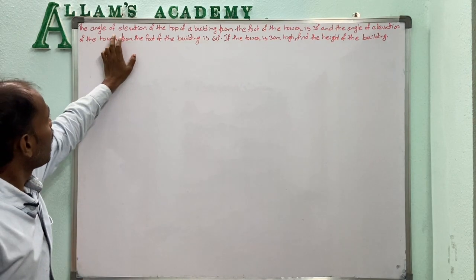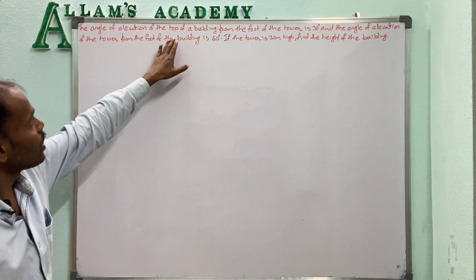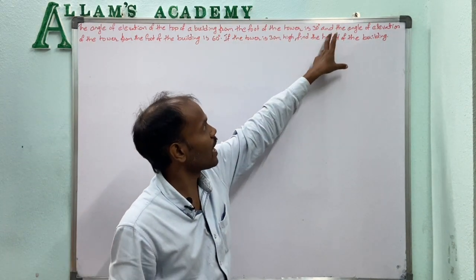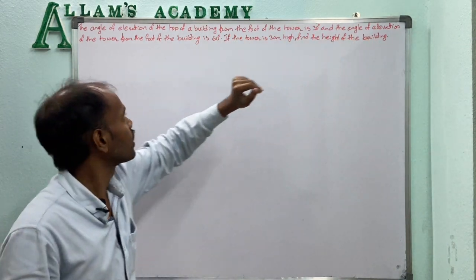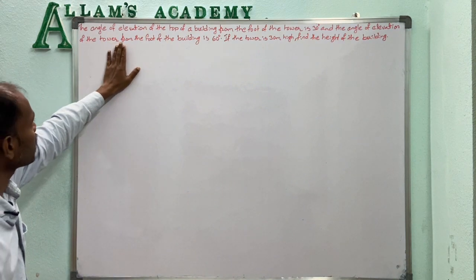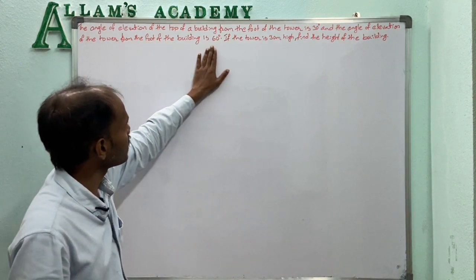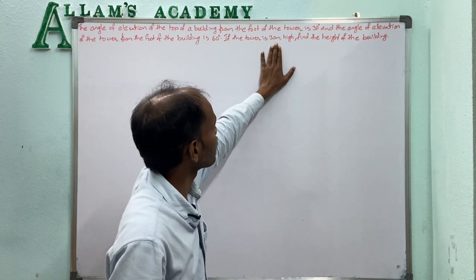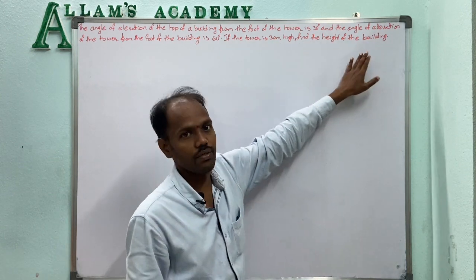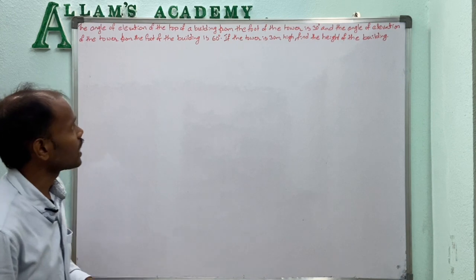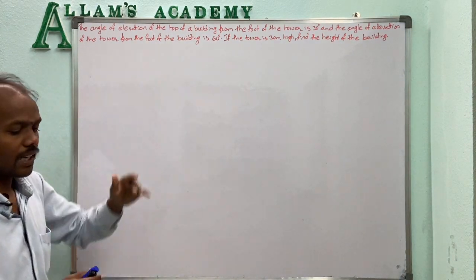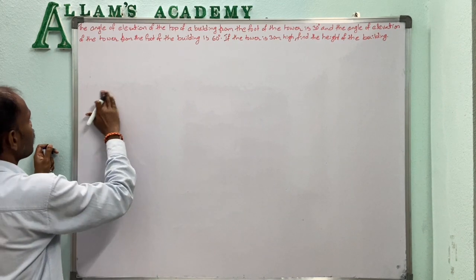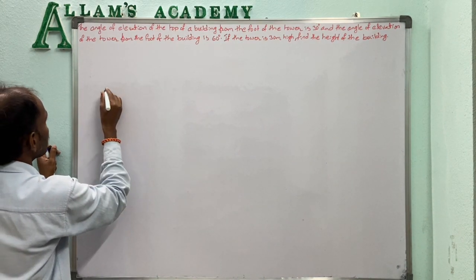The angle of elevation of the top of a building from the foot of the tower is 30 degrees and the angle of elevation of the tower from the foot of the building is 60 degrees. If the tower is 30 meters high, find the height of the building. So here both tower and building are on the same base. So for that we have to take the diagram.